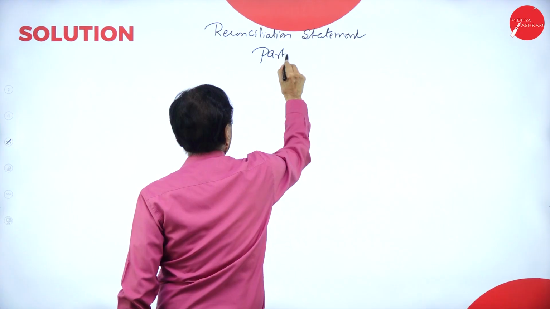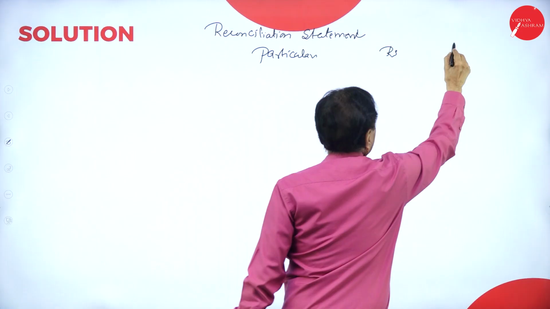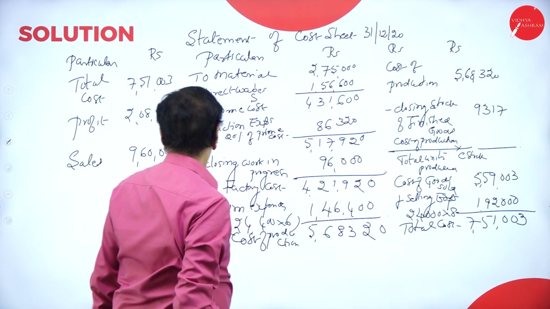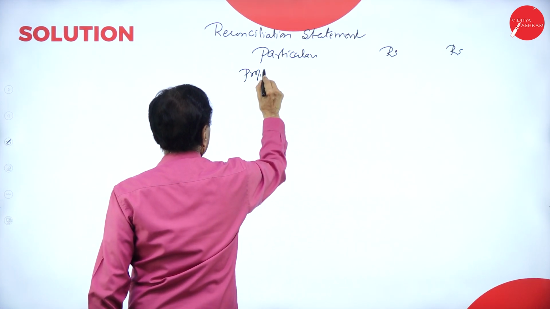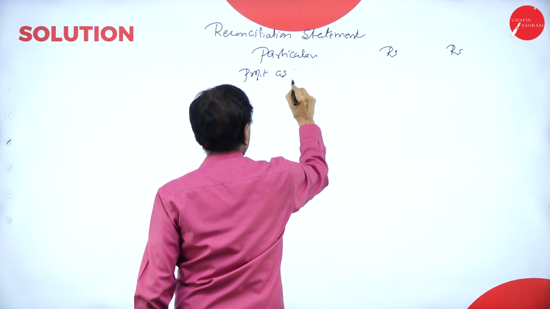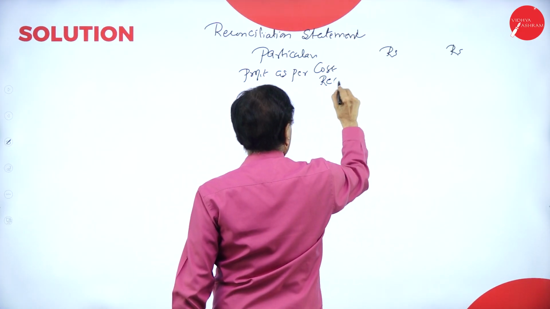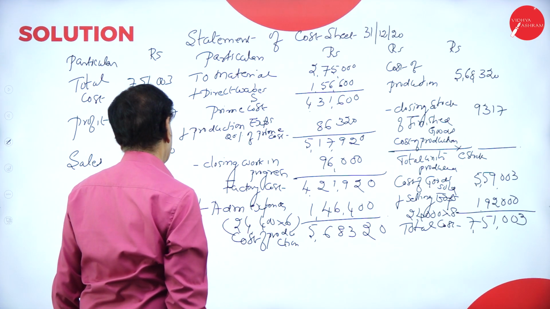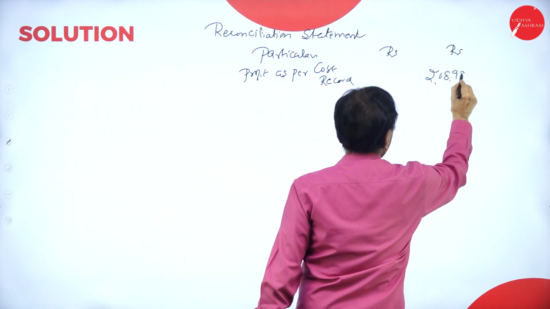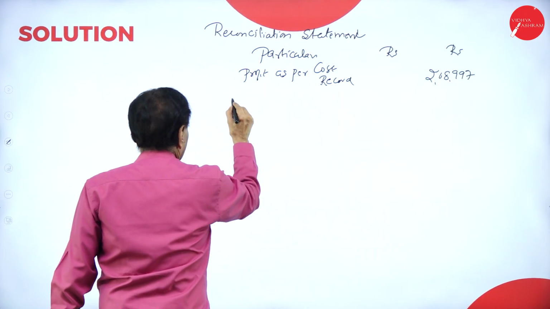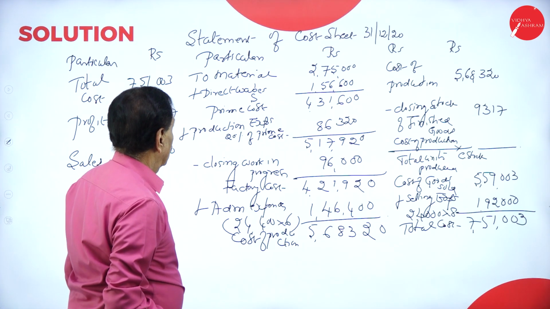Particulars. Rupees. Profit as per cost record 2,08,997. Add, come back here.